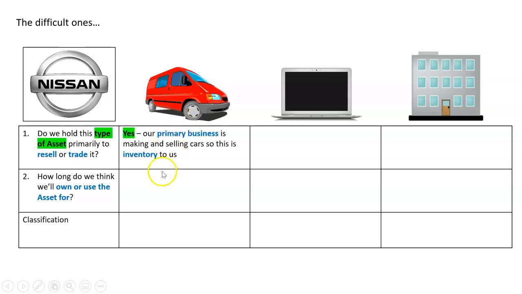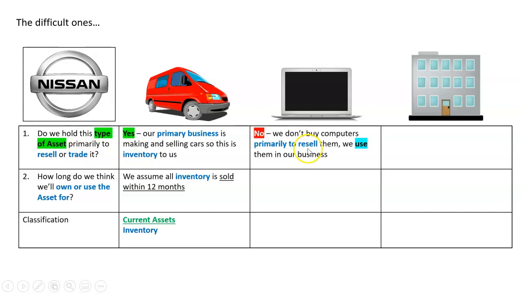Okay, now if it's inventory, we don't really need to think too much here, because we assume inventory will all be sold within 12 months. That's what we just said. So therefore that's current, and we would call that inventory. What about if I'm Nissan and I've got all these laptops in the office? Do we hold this type of asset primarily to resell or trade it? No, we don't. We don't buy laptops to sell them. We buy laptops to use them.